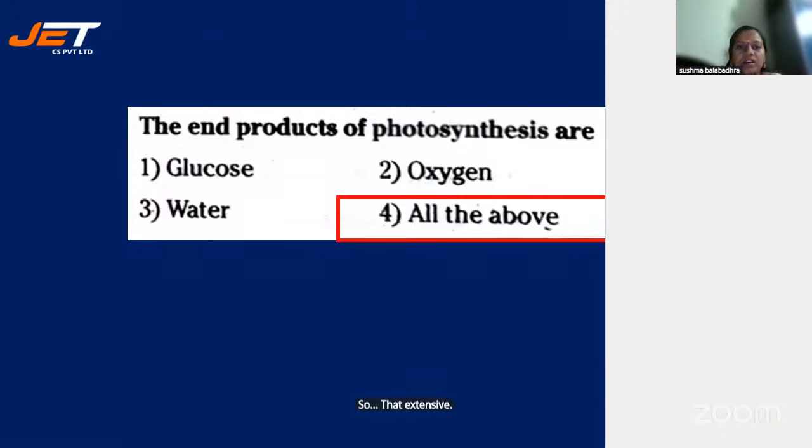Here is the answer: all the above. The fourth option is the correct answer, right? Glucose, oxygen, and water are the end products of photosynthesis, right?